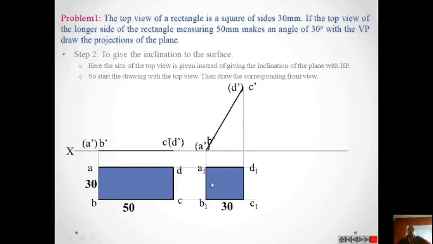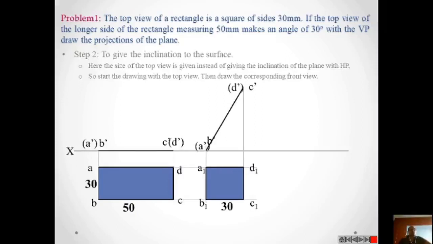So what we have to do, you take the distance B dash C dash, from this point B dash you draw an arc with that distance on the projection of C dash D dash, then you will get a point C dash D dash. So you got the inclination of the plane with HP. So this is an indirect way of giving the plane inclination.